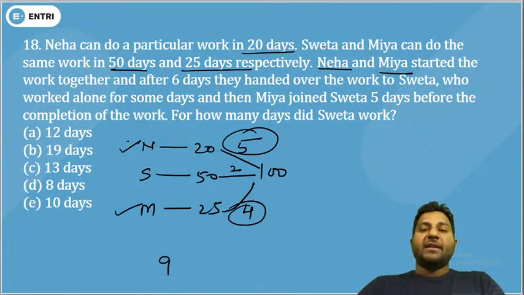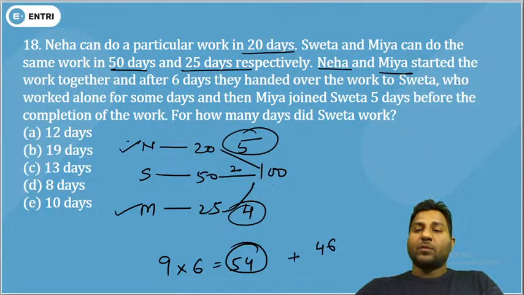Okay, and they started the work, and after 6 days they handed over the work to Sweta. So for 6 days they must have completed 54 work. That means only 46 work has been left, and Sweta will do the 46 work.